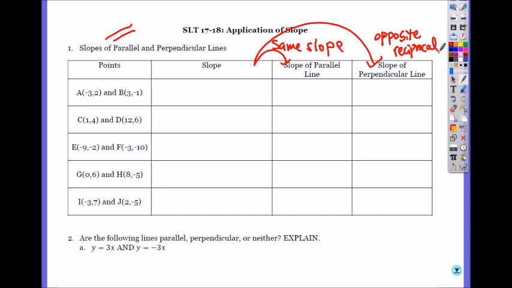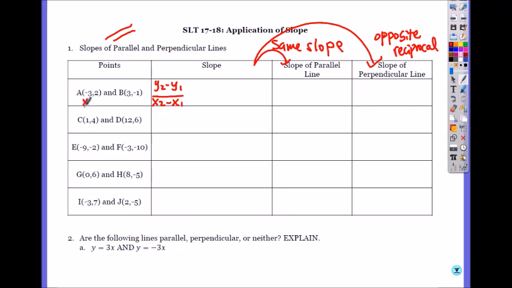So if they give you just 2 points to find the slope, you have to use the formula, which is changing y over changing x. How do you write it? It's y2 minus y1 over x2 minus x1. So it doesn't matter which one you call 1s and 2s. You just got to be consistent.